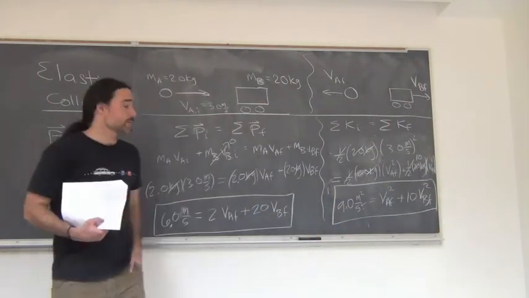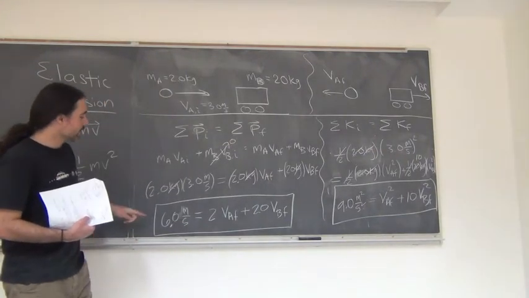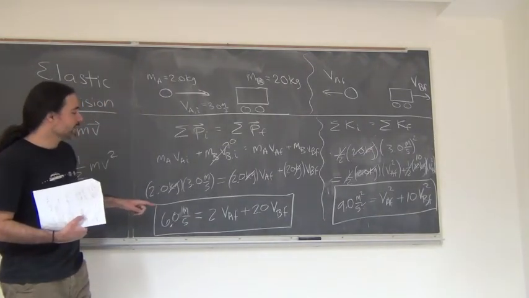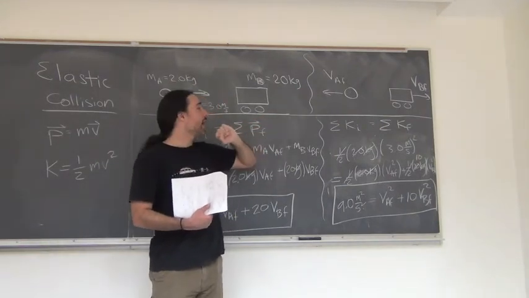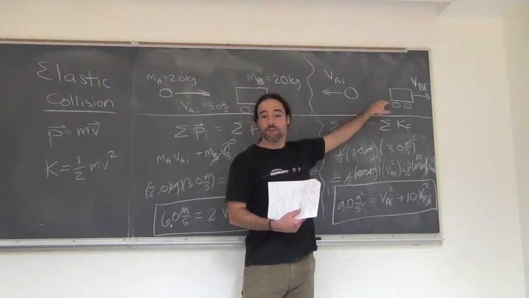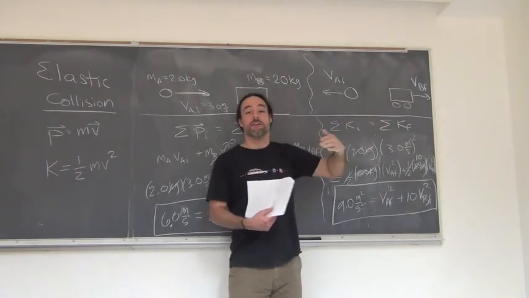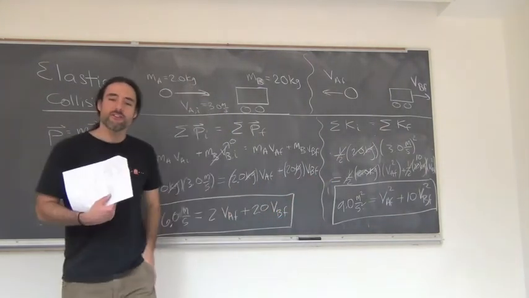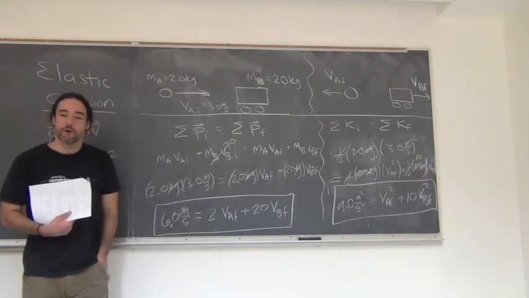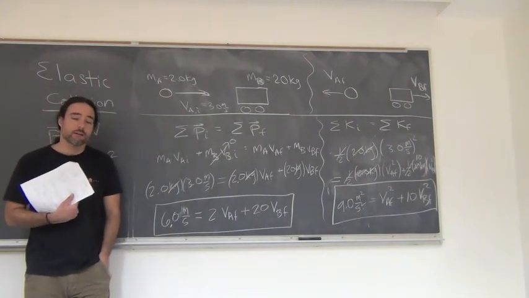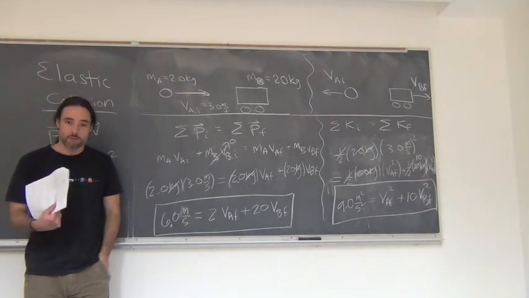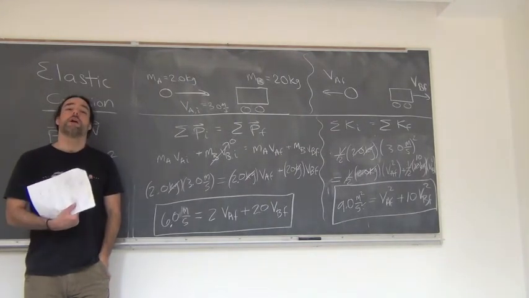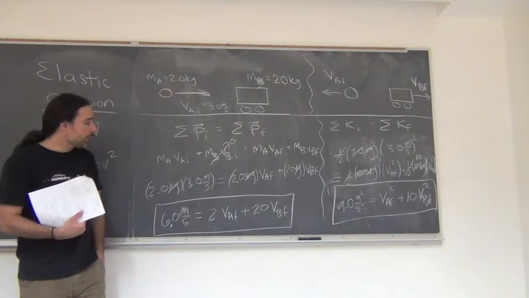So I've got 2 equations. I've got an equation for the final velocity of the superball, VAF, and another equation for the final velocity of the wagon, VBF. The problem is that these equations turn out to be difficult to solve. You'll end up with a quadratic equation, and those tend to be a bit nasty and involve lots of algebra. Totally doable, but not very fun.